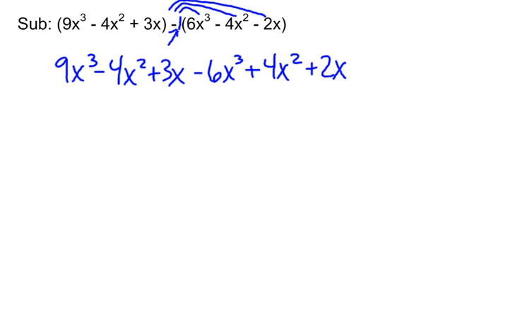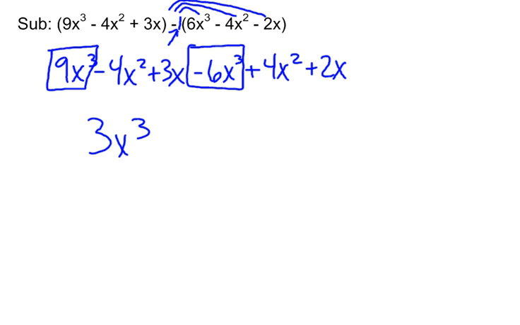Now, once we've done that, it's just a matter of combining your like terms. So we can combine our 9x to the third with negative 6x to the third, and that would give me 3x to the third. We have our negative 4x squared with the positive 4x squared, and negative 4 and positive 4 just cancel out. So the entire thing just cancels out and is now gone.